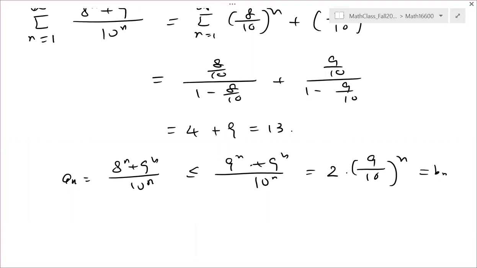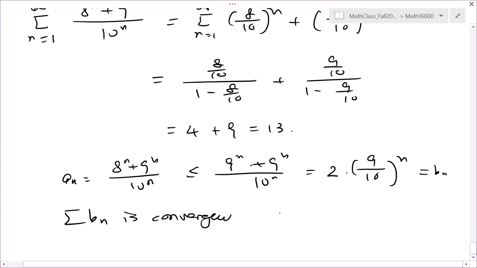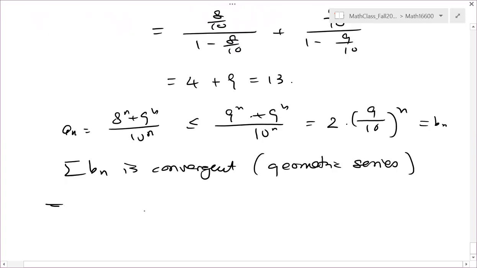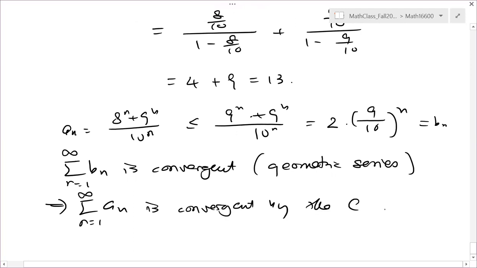Okay, so you can show that this is convergent because it's a geometric series. So this implies the series with n started from 1 to infinity is convergent by the comparison test. Okay.